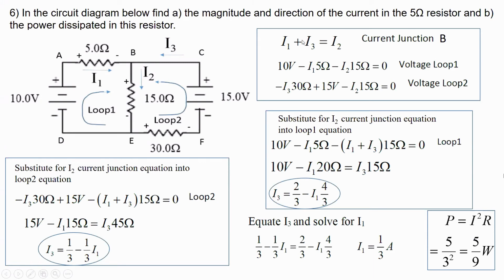Yeah. Okay. Well, the junction rule, that's just based on charge conservation. So the amount of current that goes into the junction must equal the amount leaving the junction. Right. So at least the way we have this designated initially, I1 is going into junction B, I2 is going into junction B, and I3 is departing. So you're okay with that?